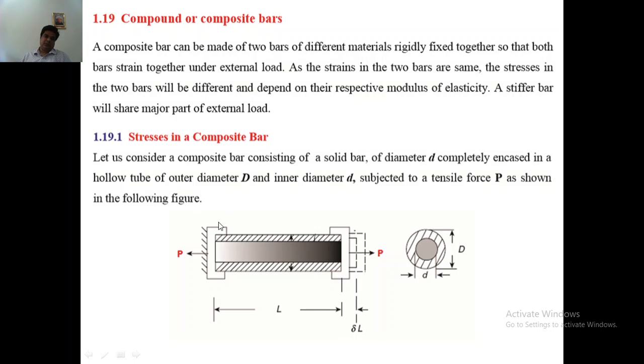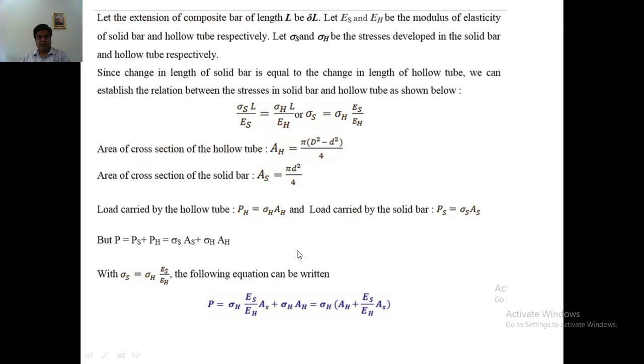As I told you, when the metal property changes, when the Young's modulus changes, and when the strain is the same, the load carried by different materials in the composite bar will be different, and therefore stresses developed in both the materials will be different. Now we'll analyze the extension of the composite bar. L is the composite bar length, and delta L is the extension or elongation of the composite bar when the load is applied.